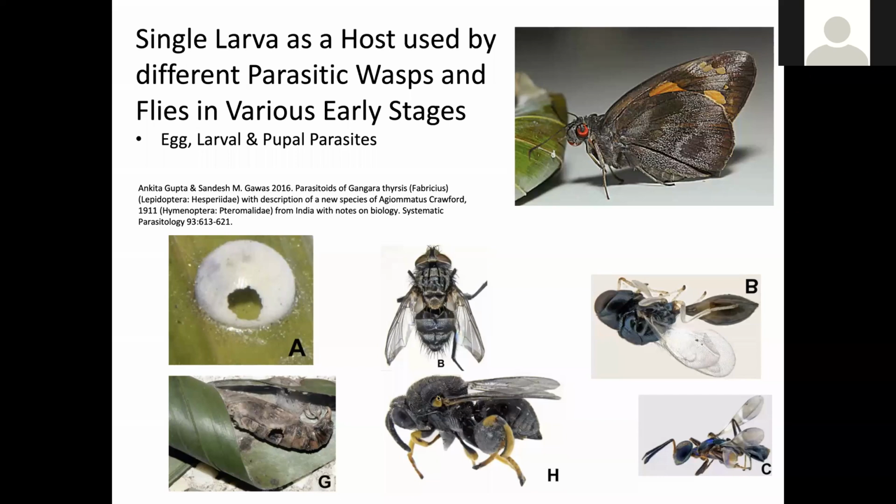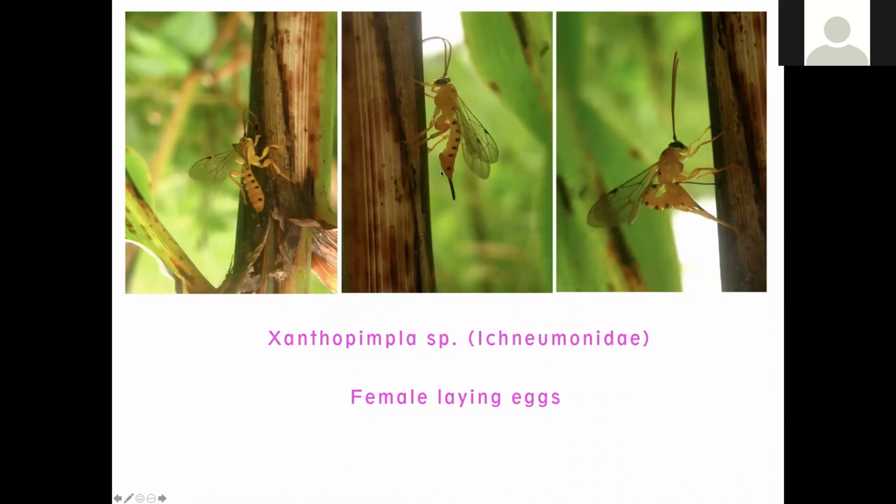How they lay egg on their host. This is an example of a Xanthopimpla, which belongs to the Ichneumonidae family, female laying eggs. Here you can see the female, which has an ovipositor here, and you can see its antennae are curled, like at 90 degrees.